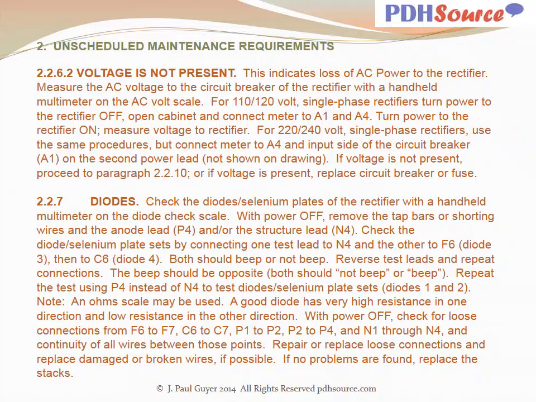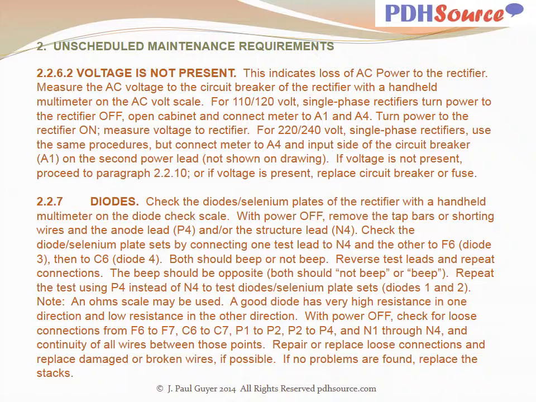Check the diodes or selenium plates of the rectifier with a handheld multimeter on the diode check scale. With the power off, remove the tap bars or shorting wires and the anode lead P4 and/or the structure lead N4. Check the diode selenium plate sets by connecting one test lead to N4 and the other to F6, diode 3, then to C6, diode 4. Both should beep or not beep. Reverse test leads and repeat connections. The beep should be opposite. Both should not beep or beep.